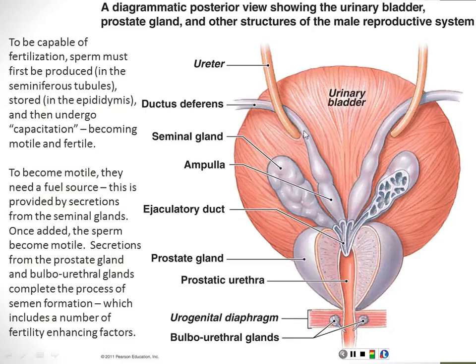Note they go above the ureters. So they go way up over the top of the bladder, and then they go down and under. As they join with the seminal glands, which are here and here, they form what is called the ejaculatory duct, which is what enters the prostate gland and joins with the prostatic urethra, or the part of the urethra that passes through the prostate.